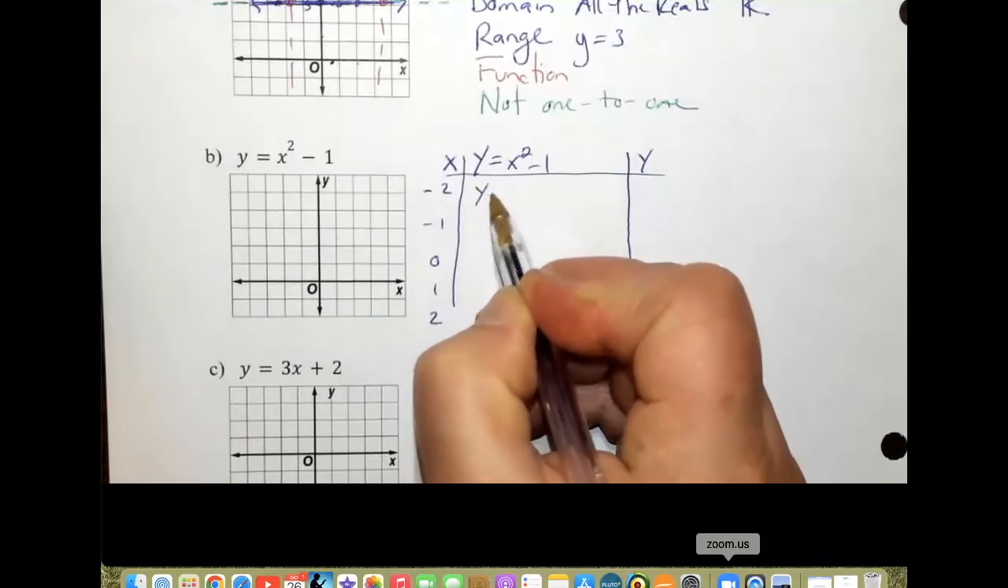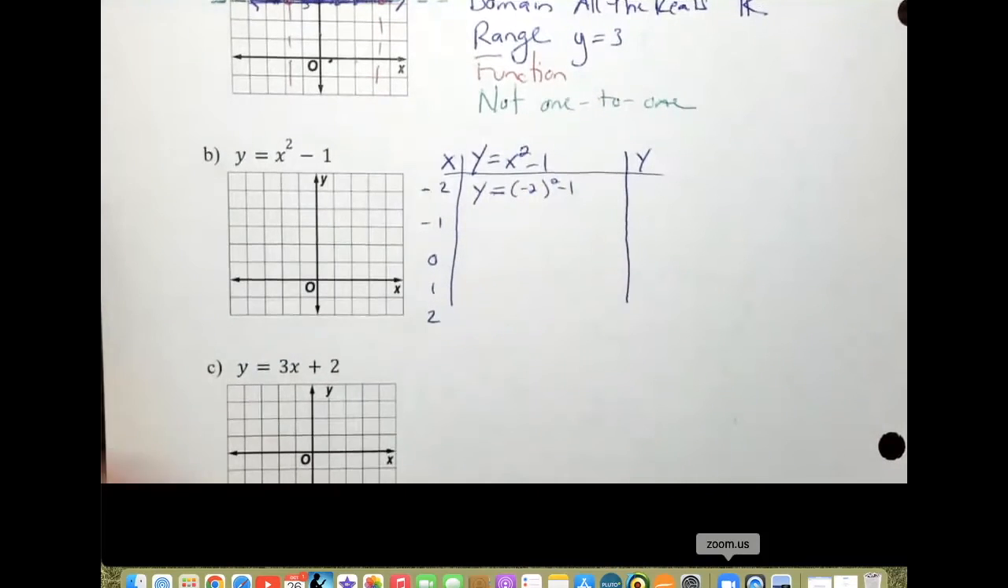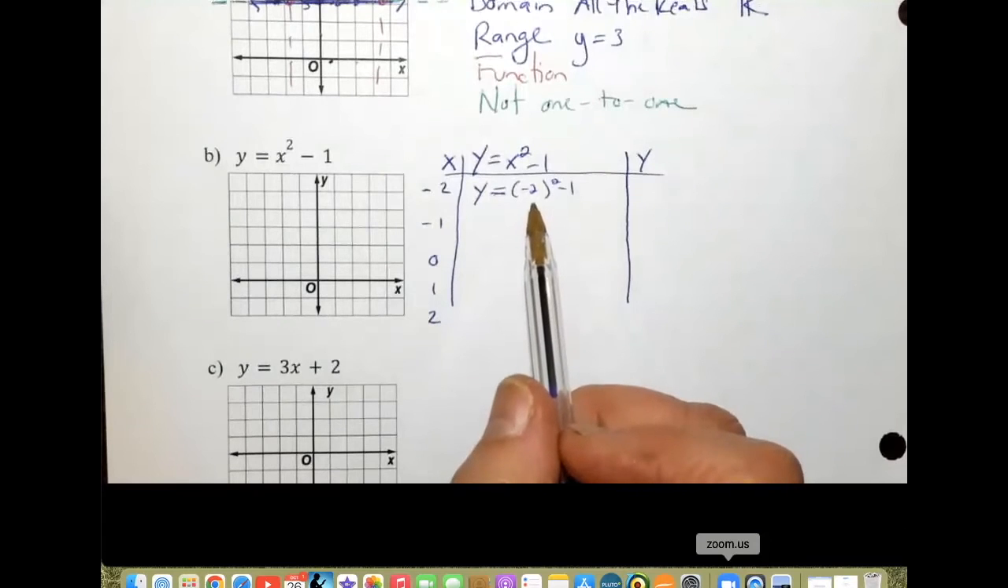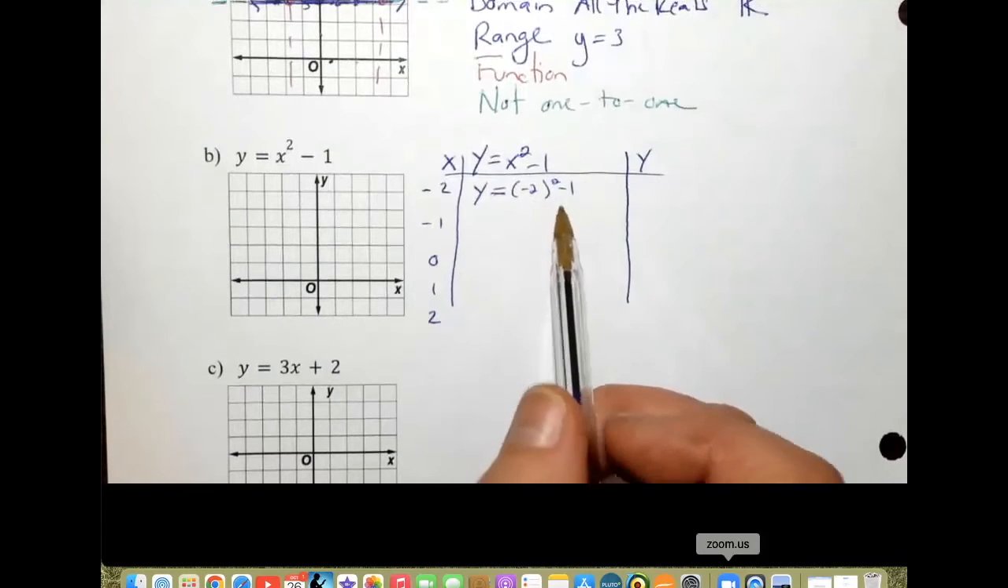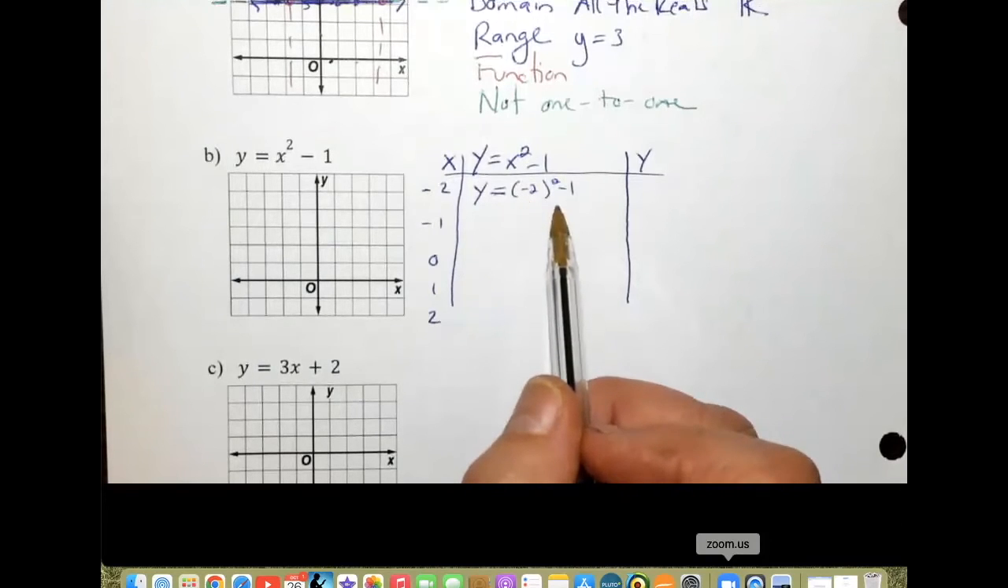We're going to substitute in negative 2 for the x. We're going to start with squaring it first because that comes before subtracting in PEMDAS. How much is negative 2 squared? Negative 2 times negative 2 is 4, minus 1 is 3.